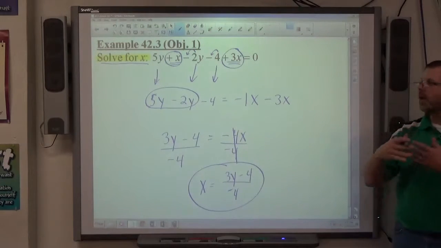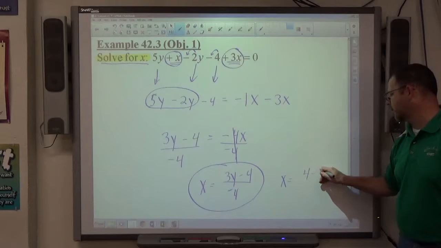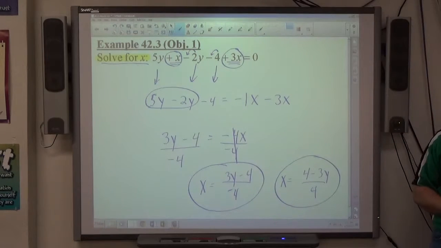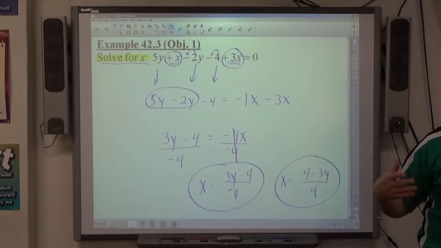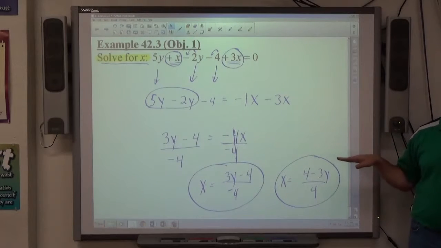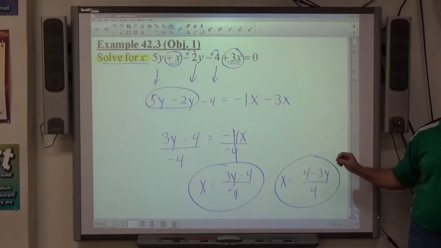Had we gone the other route, had we moved the other stuff to the other side, we would have gotten x equals 4 minus 3y over positive 4. Both those answers are correct. So again, keep that in mind if you're verifying answers with another person, or checking the back of the book.